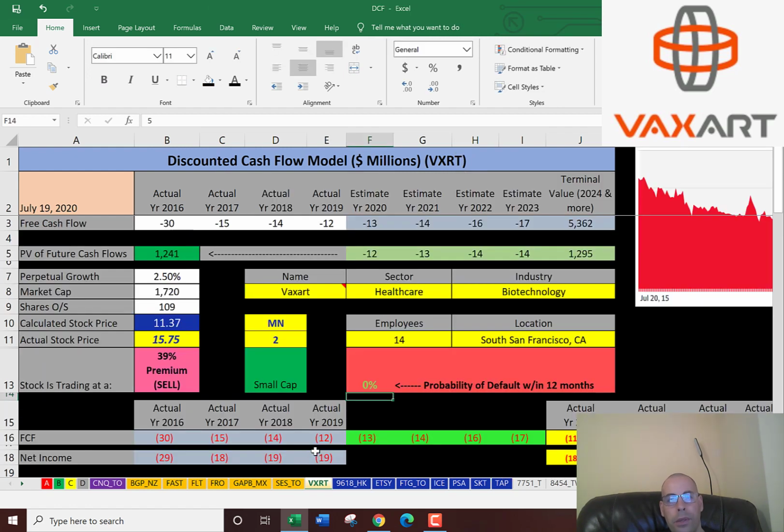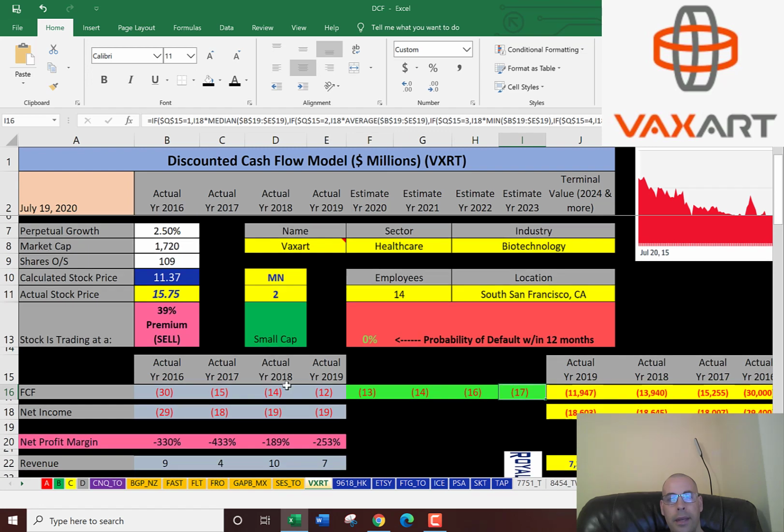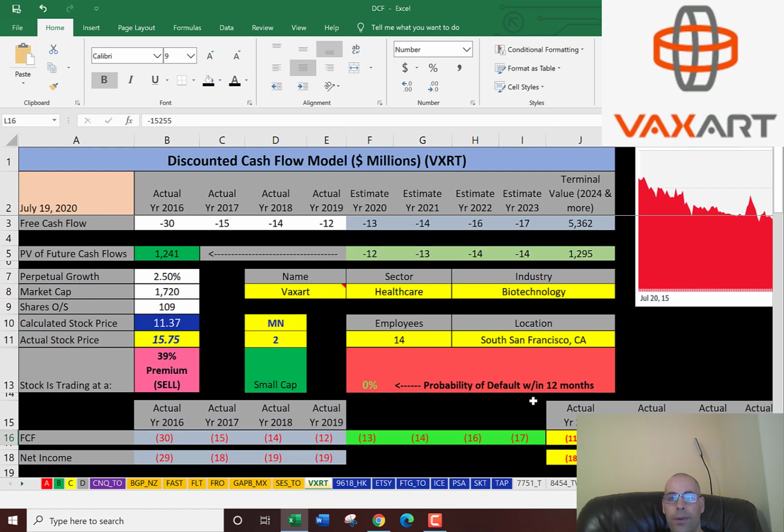The way I built this most recent discounted cash flow model, the way I would calculate the next 4 years of future free cash flow is I would look at the 2019 actual free cash flow and apply a growth factor. So in this case, it was negative 12 million. So it just increases more negatively. The real change in my model was how I projected the future free cash flow after 2023.